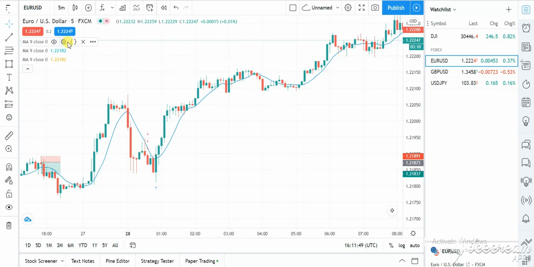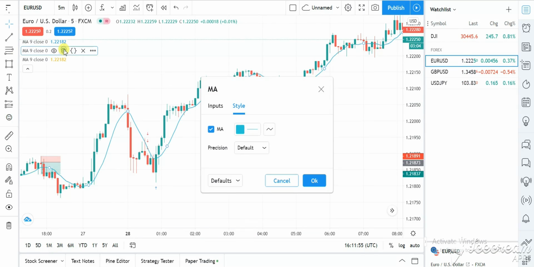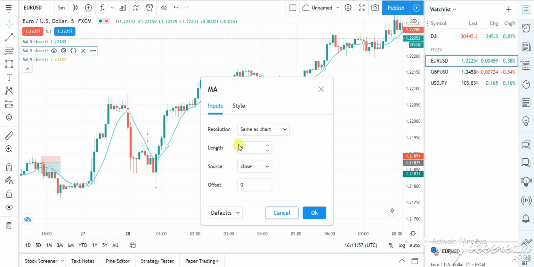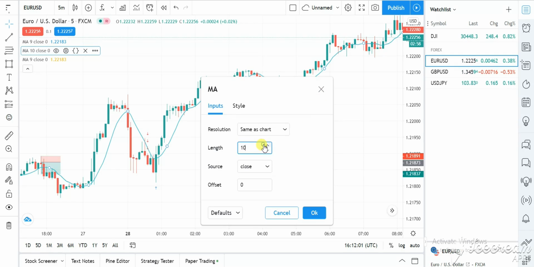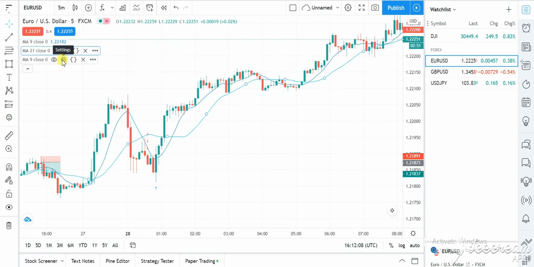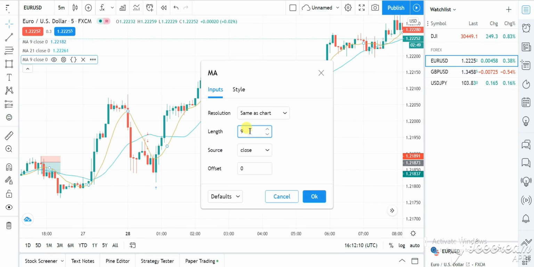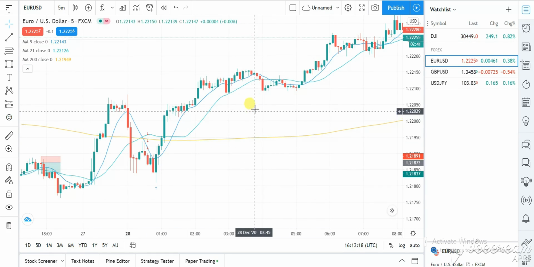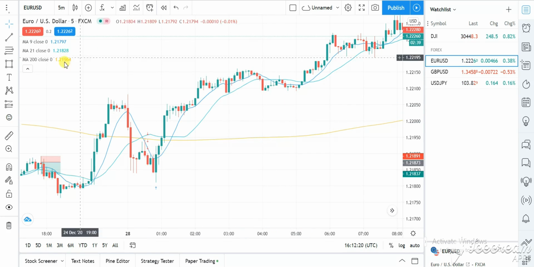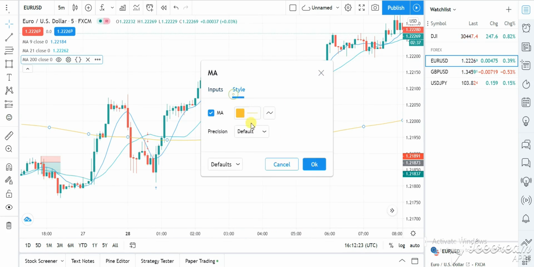Alright guys, so the first one will be a 9-period MA, a 9-period moving average, and the second one will be a 21-period moving average, and the third one will be a 200-period moving average. Yeah, so as you guys can see, let me change the color.